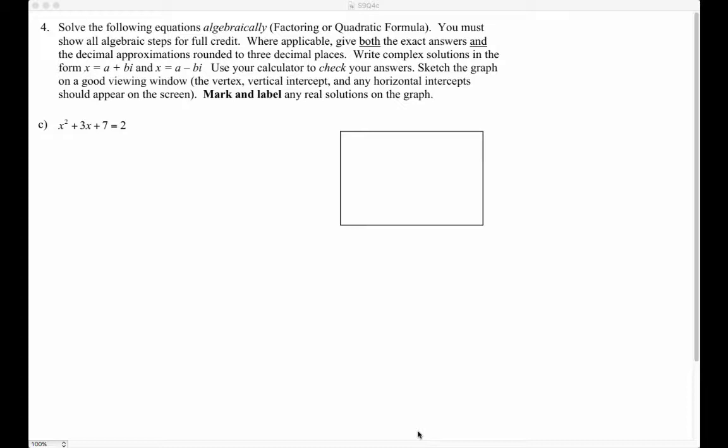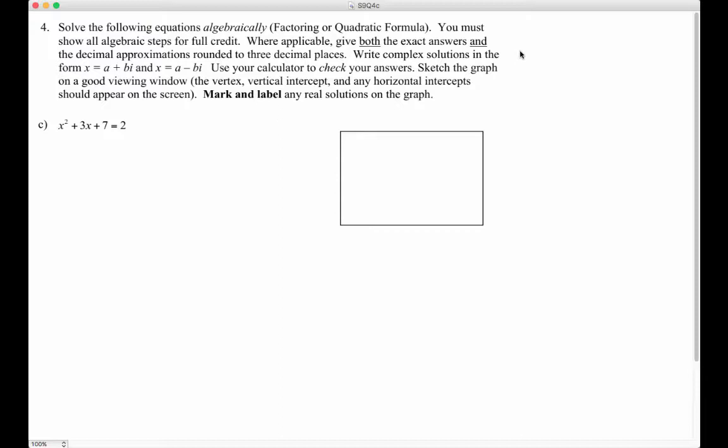So there might be a trend here. We saw in Part A there were two solutions. Part B there was one solution. I'm guessing in Part C there are going to be no real solutions. We're going to have to use the quadratic formula to find our complex solutions. So let's see if I'm right about that.